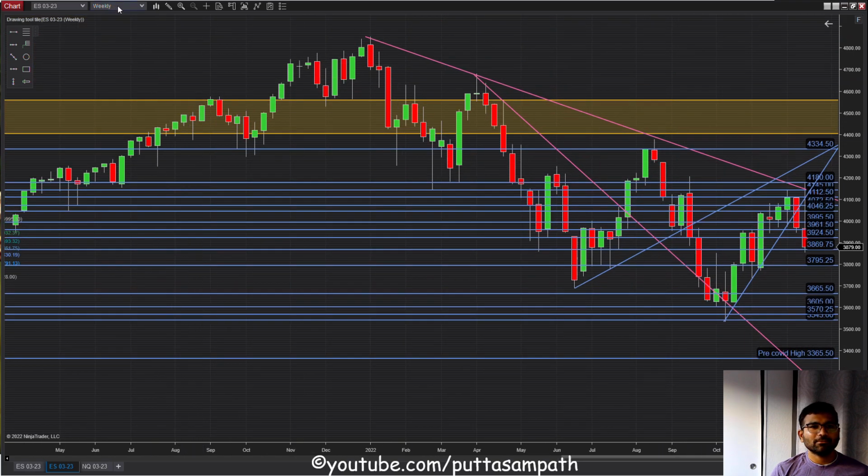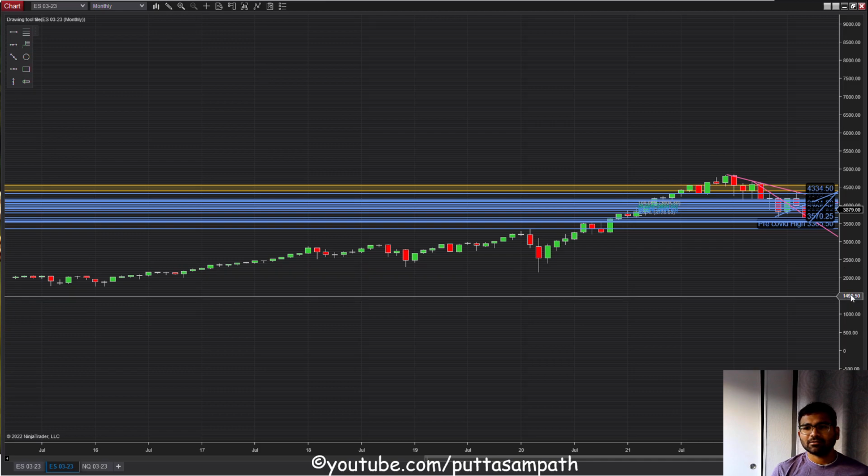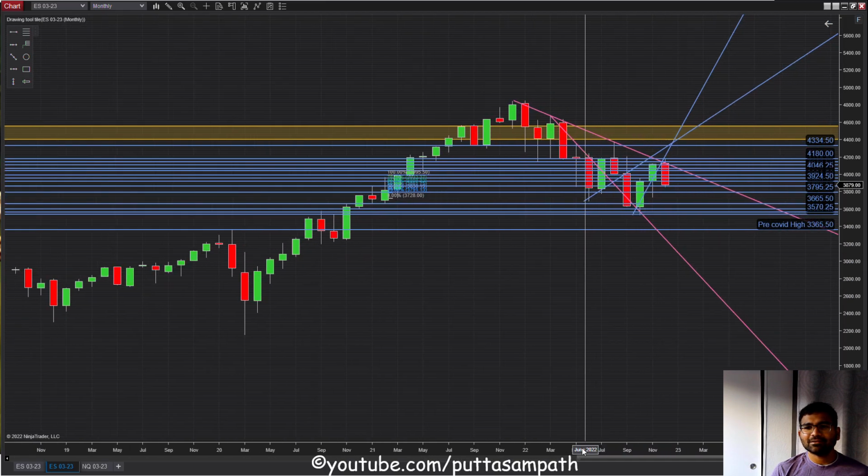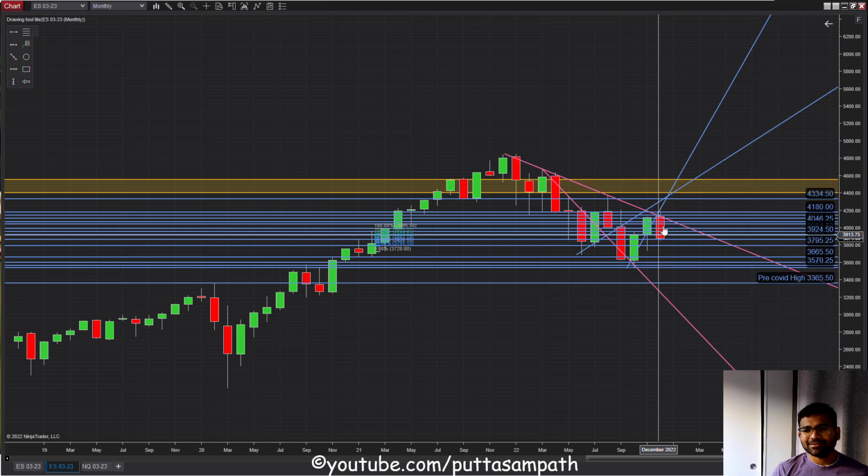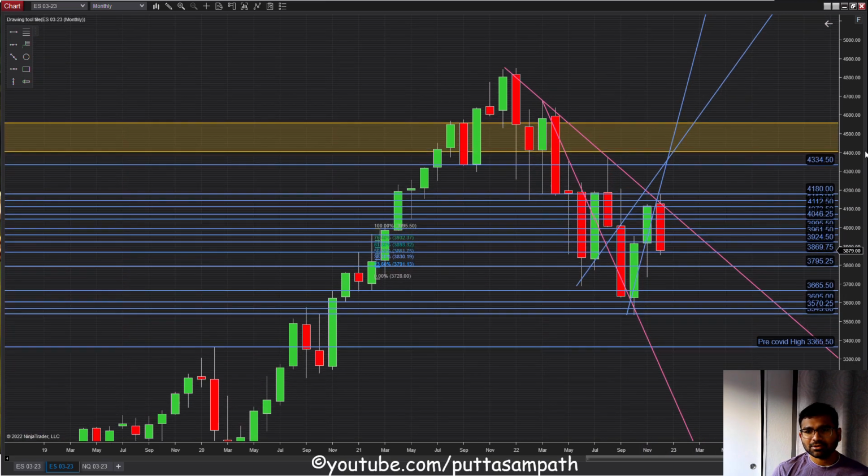Using a top-down approach, let's go to the monthly chart. This is the last month of the year, so we are still trading within the November month's range, but the trend is up because we broke above the prior month's high. So the trend on monthly is balancing, up but balancing.